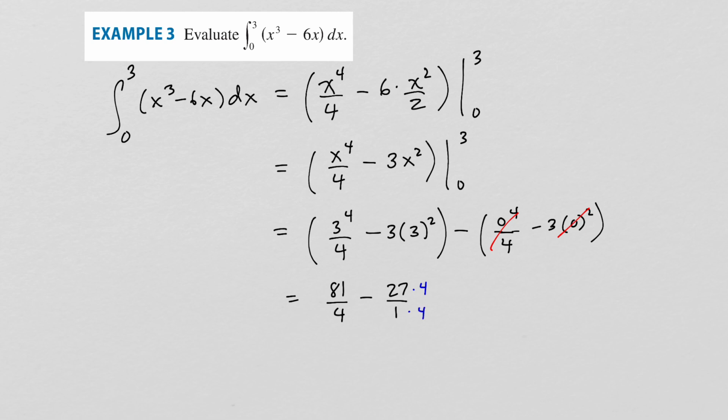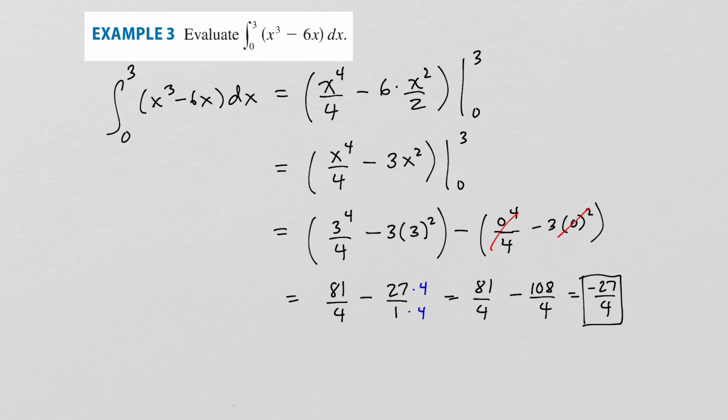Multiply the top and bottom by 4 here. And we get 81 over 4 minus 108 over 4. And this is negative 27 over 4. So when you have a definite integral, the answer is a number, not a function. When you have an indefinite integral, the answer is a function. Now, of course, both of these are related because the function that we're referring to is the antiderivative, and you use it in both cases.